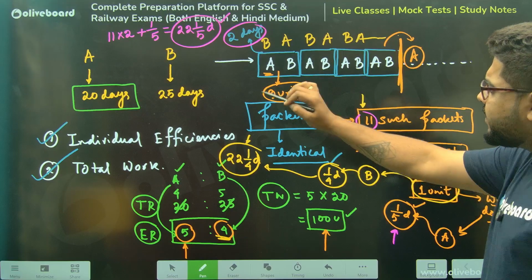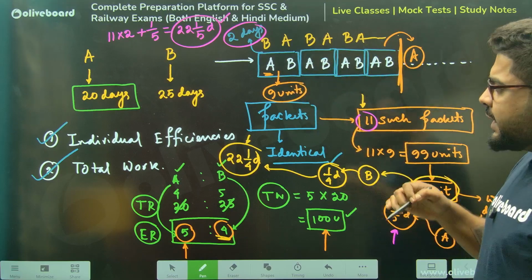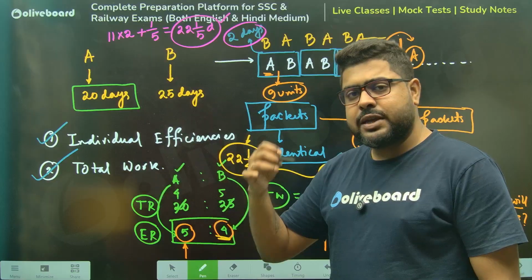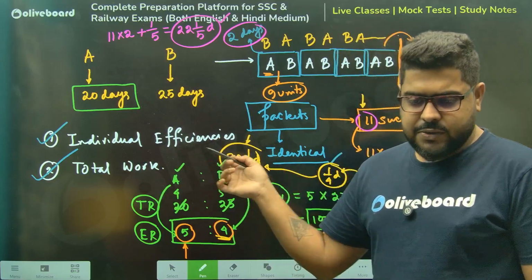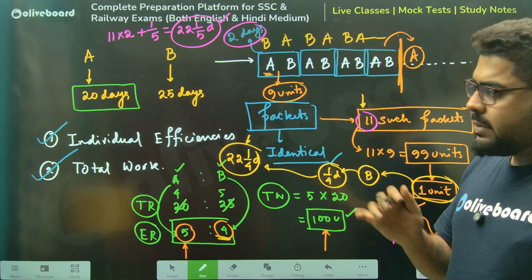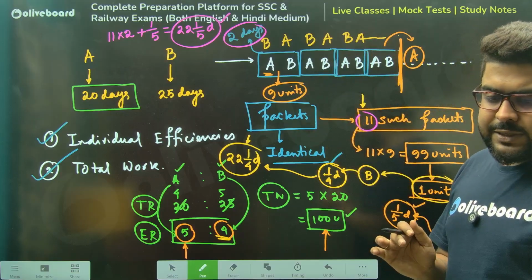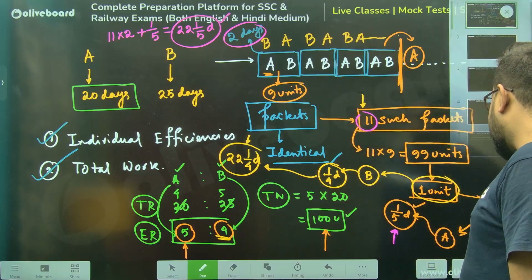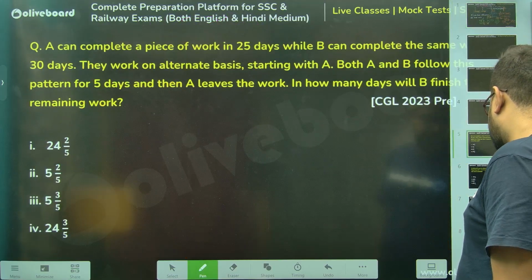This is a very simple question. I've only taken 2 people, but again, they can give you 3 people as well. Again, we'll do such questions, but understand the concept first. Then only we can move to that level of questions and you will not have problems.